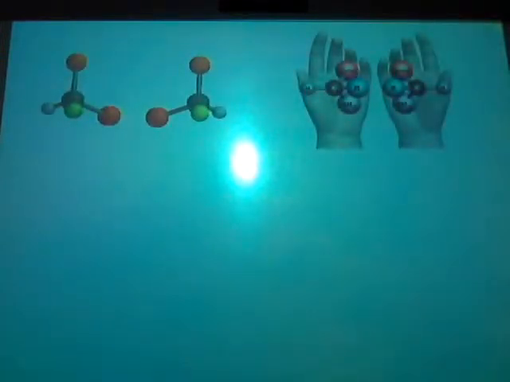So other examples of mirror images, that's what I've been showing you with the model here, but your hands are mirror images, right? If you were to hold one of those molecules in your hand, they would pretty much be a mirror image of each other. You can't superimpose one hand onto the other.